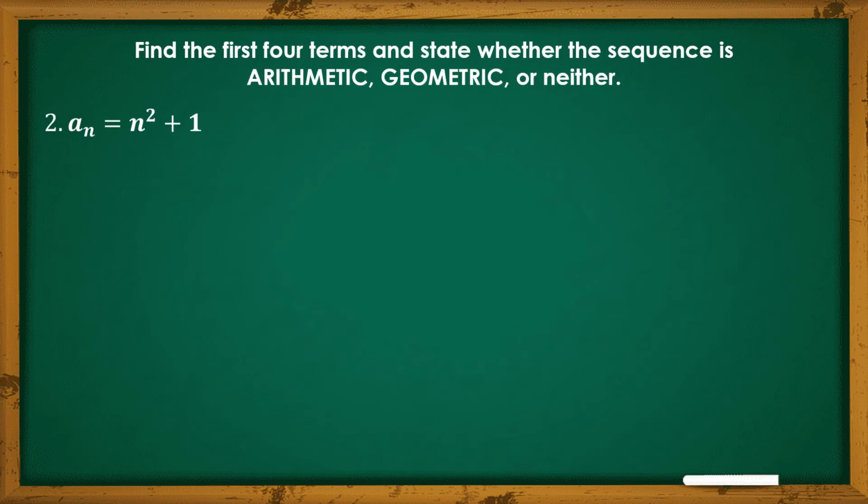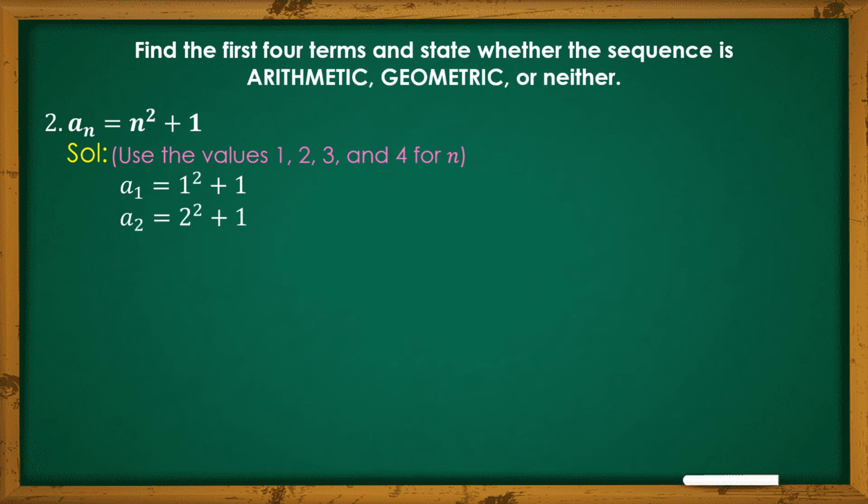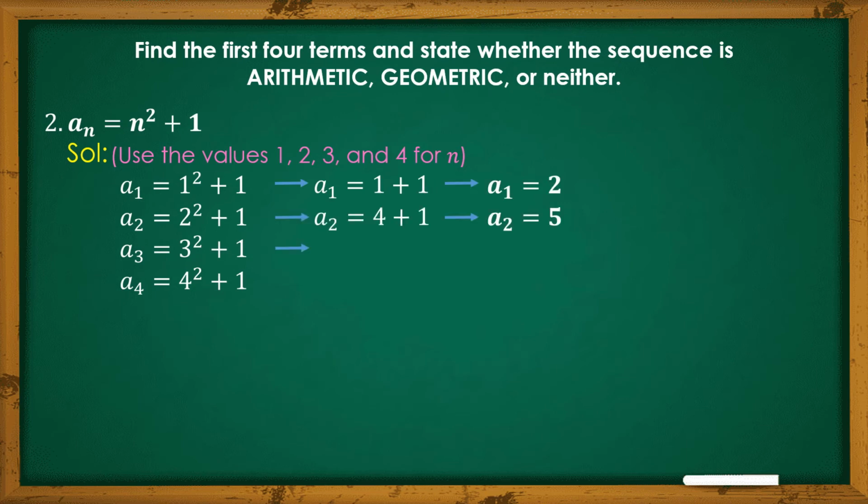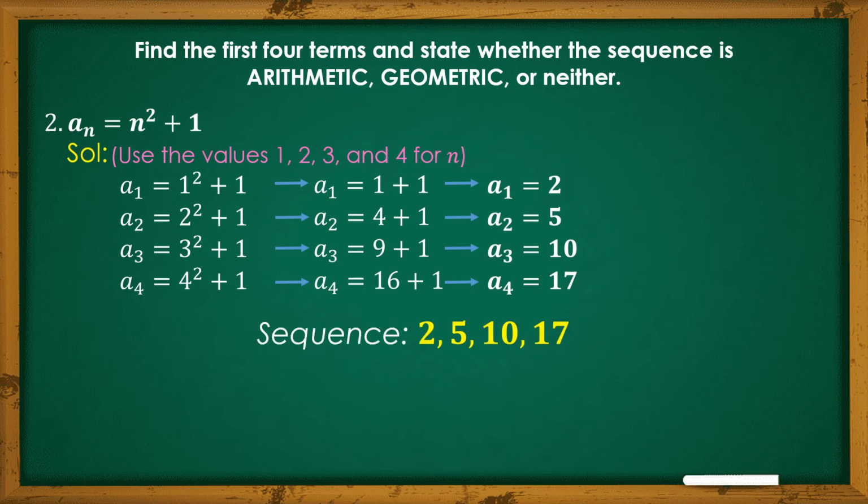Let's try number 2. A sub n equals n squared plus 1. Same solution. Use the values 1, 2, 3, and 4 for n. A sub 1 is 1 squared plus 1. A sub 2 is 2 squared plus 1. A sub 3 is 3 squared plus 1. And a sub 4 equals 4 squared plus 1. By simplifying, a sub 1 is 2. A sub 2 is 5. A sub 3 is 10. And a sub 4 is 17.